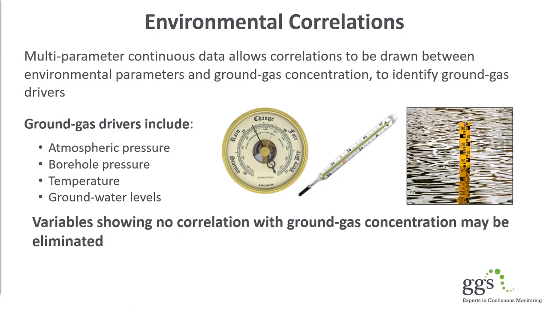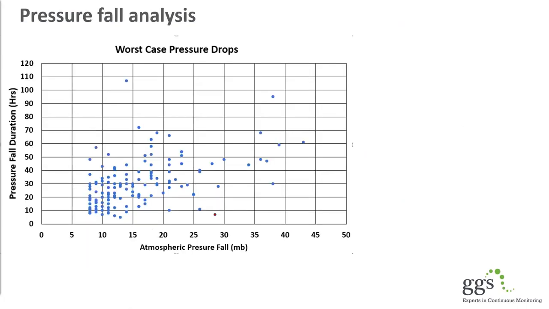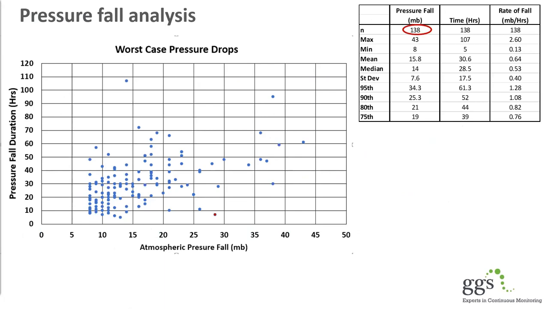Well, what we can do is take some pressure data, and here we've got some data from Manchester for 2 years from the Met Office station, and we can statistically break this data down. Within that data set, there's 138 falls greater than 8 millibars. If we take that data and plot it as a scatter plot, the pressure fall duration versus the actual size of it, with some statistics up there, so there's that 138. We can see the 75th percentile of this data, a pressure fall of 19 millibars is experienced.